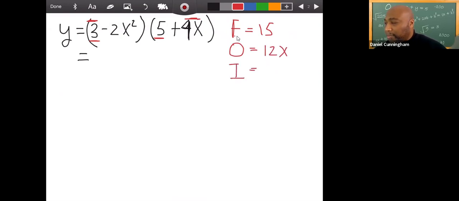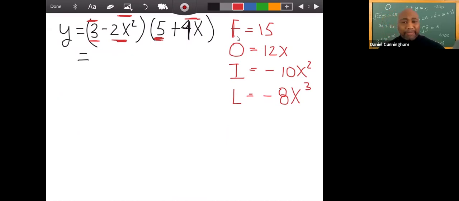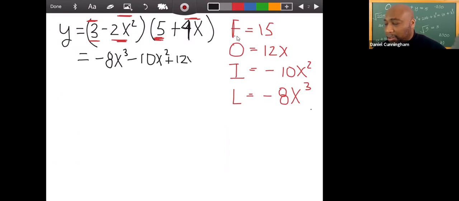The inner term, which would be the negative 2x squared and the positive 5, I just underline those two, will give me a negative 10x squared. And the last term, which I put on the top, will be a negative 2x squared and 4x, which will give me a negative 8x cubed. So I'm going to rewrite this particular problem by expanding it using the FOIL method. So another way to write this problem will be, notice I'm going to write negative 8x cubed. I'm looking at my first, outer, inner, last answers, and I'm going to put them in the order that is normally written. Minus 10x squared plus 12x plus 15.